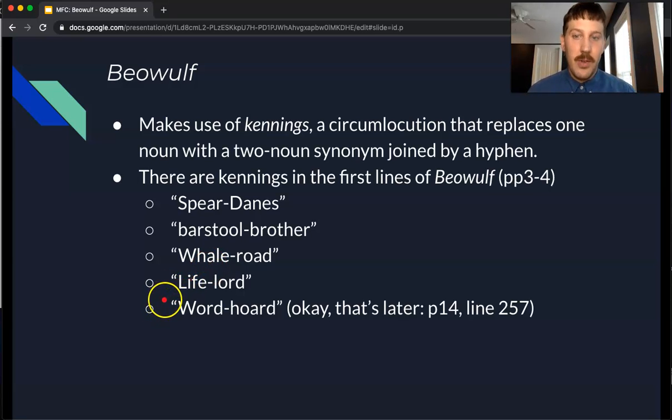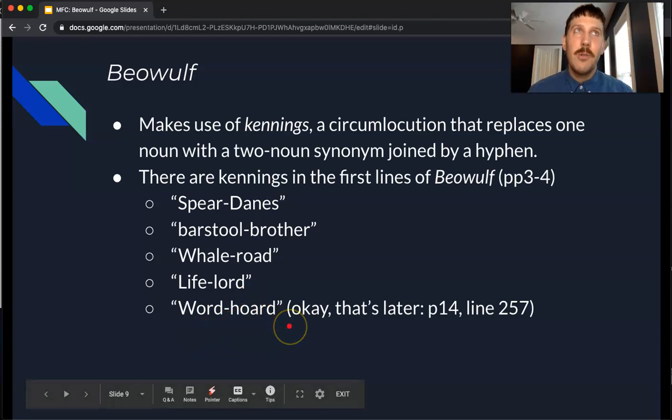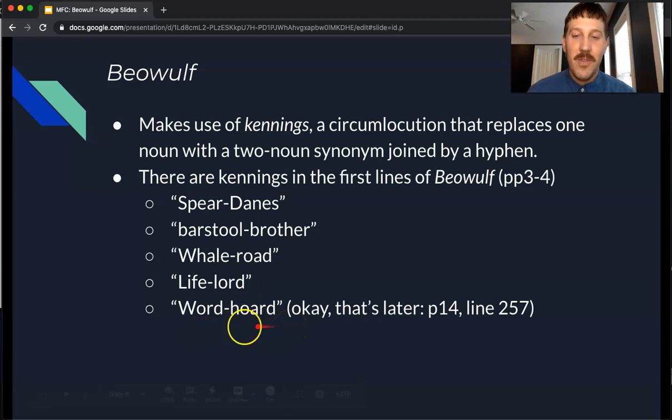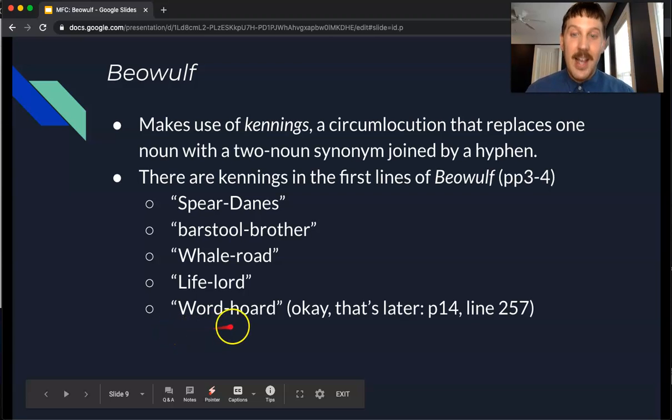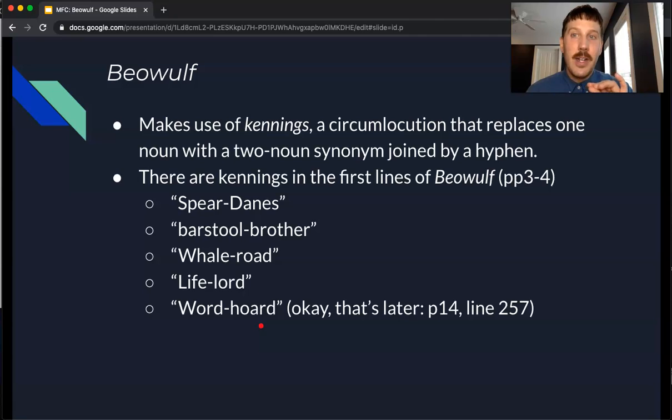God is referred to as the Life-Lord. And later on, Beowulf's own personal vocabulary is referred to as his word-hoard. So these are all examples of kennings in which a noun is replaced by a 2-word noun that says it in a different and surprising way. This is the poetic convention that Beowulf often uses because it's part of this Old English culture.